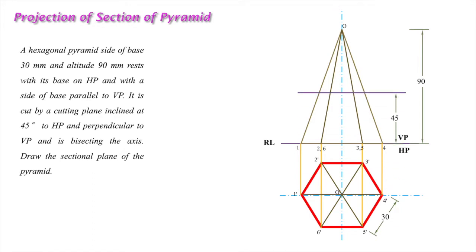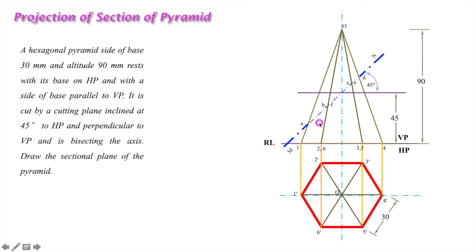Then we have to cut the pyramid, and as it is bisecting, first draw a bisector. Using this line you bisect the height, so it will be at 45 mm height, as the total height is 90. After getting the bisector, the cutting plane is inclined. So draw the cutting plane line at an angle of 45 degrees, and it will intersect with this bisector. Okay, so this is the cutting plane line.